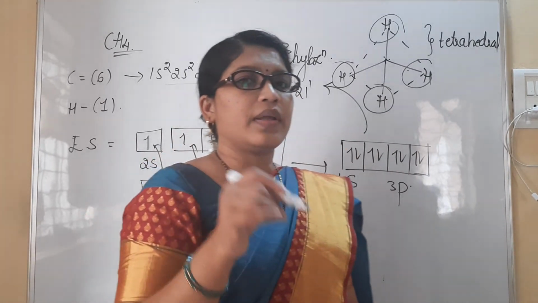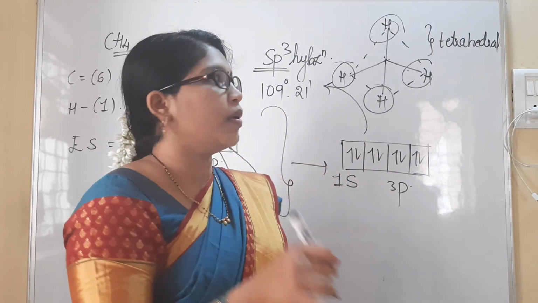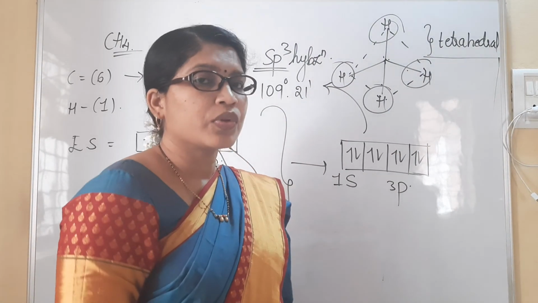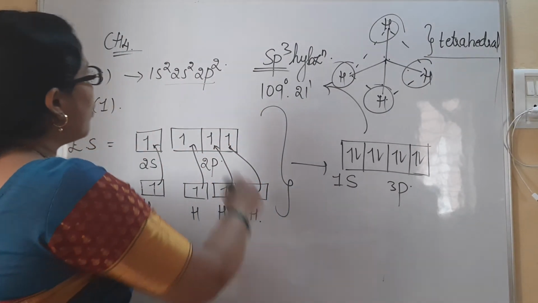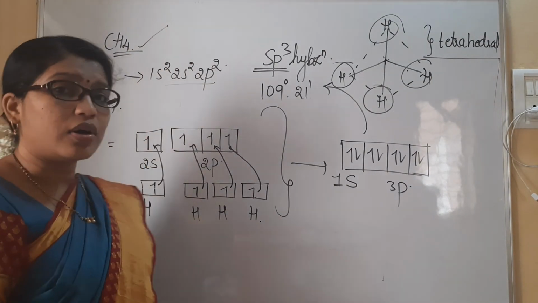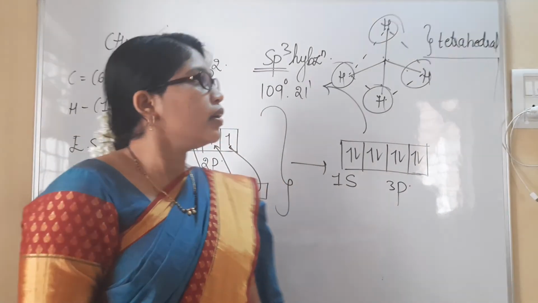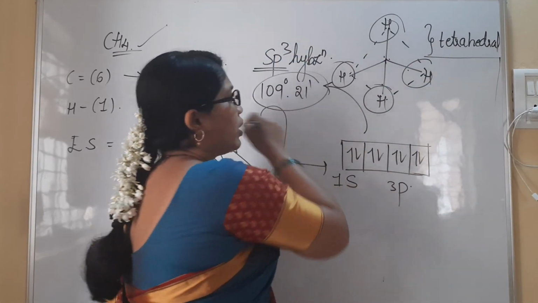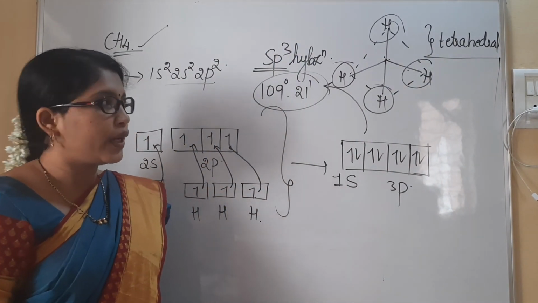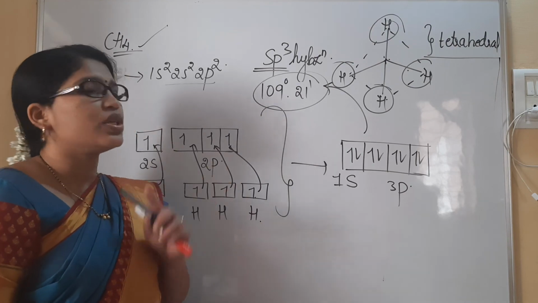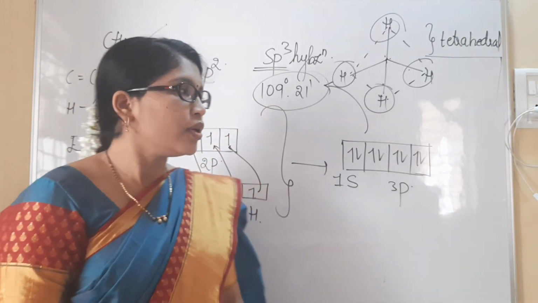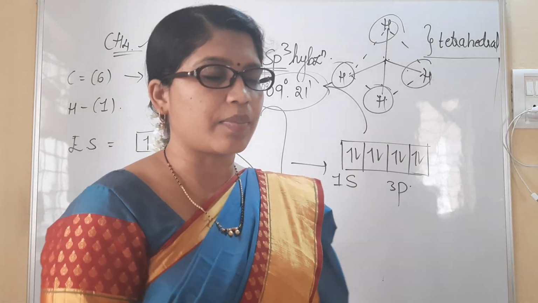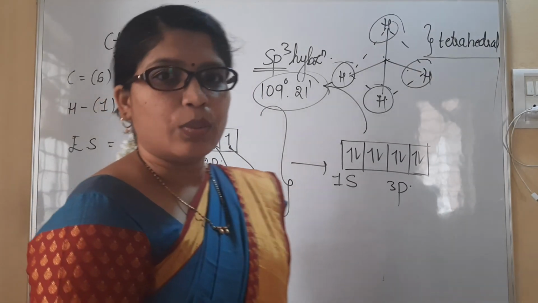Bond pair repulsion will be very minimum if they arrange in the fashion of tetrahedral. So, in the case of the methane molecule, always remember it will be tetrahedral with a bond angle of 109 degrees 21 minutes, and the hybridization is said to be sp3. Do remember, it is the most important question that can be asked in your examination. Do copy this. We'll move to the next.